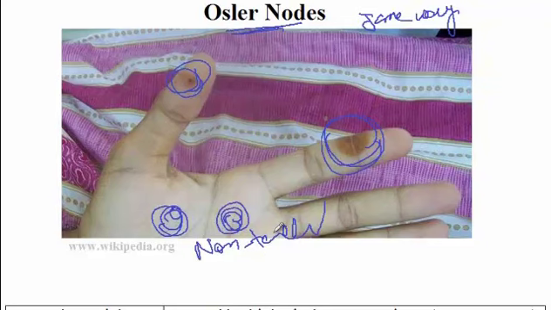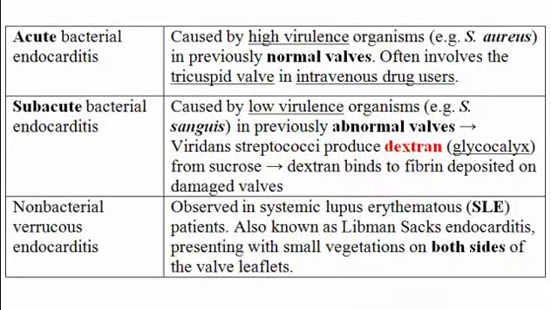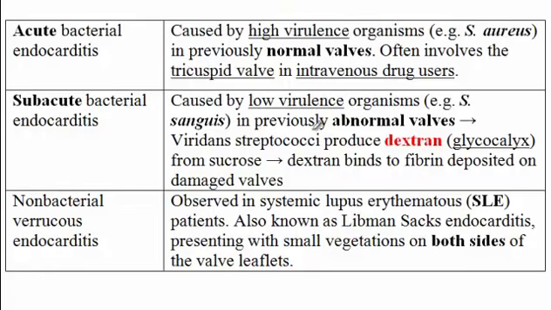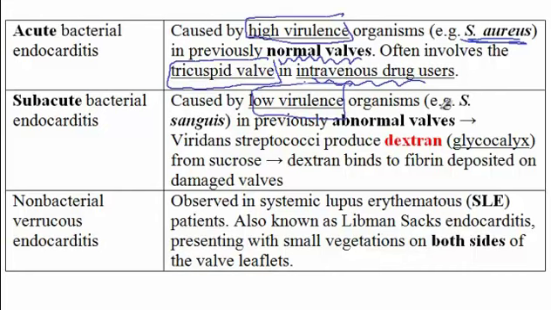Now there are different forms of endocarditis, and I've just discussed the acute bacterial endocarditis with you, which is caused by Staphylococcus aureus, which is an organism that is highly virulent, and it affects the previously normal valves, and it's usually seen in IV drug users, as a consequence of which it will cause tricuspid valve damage.